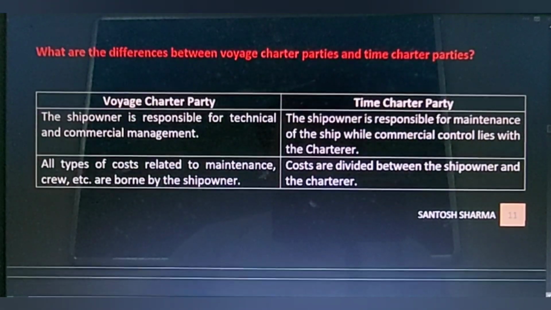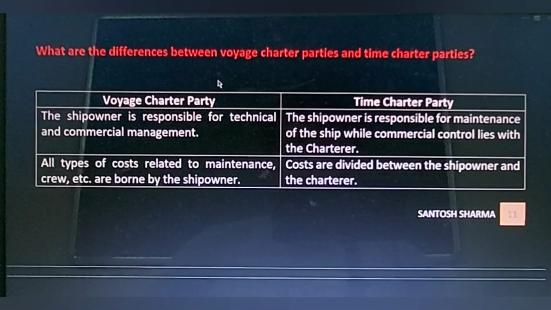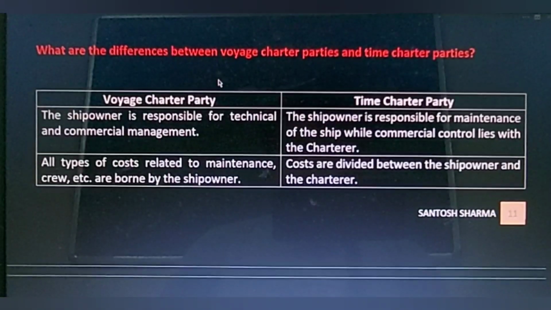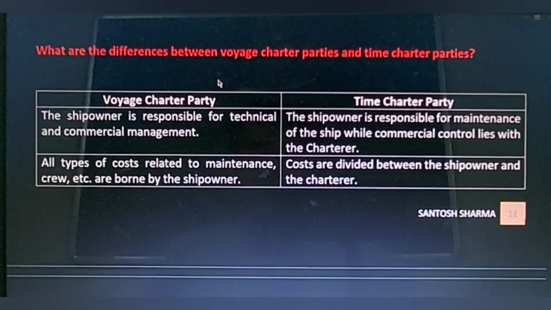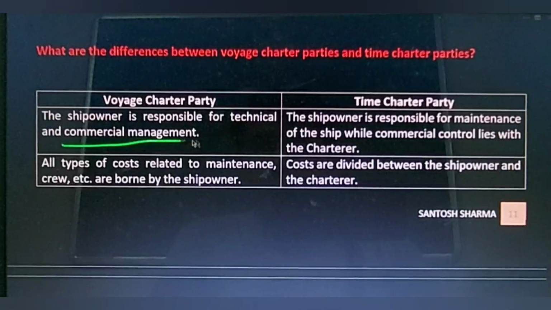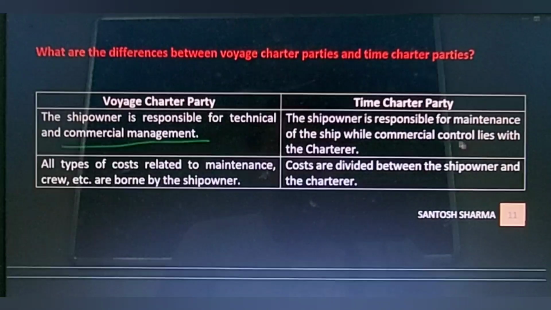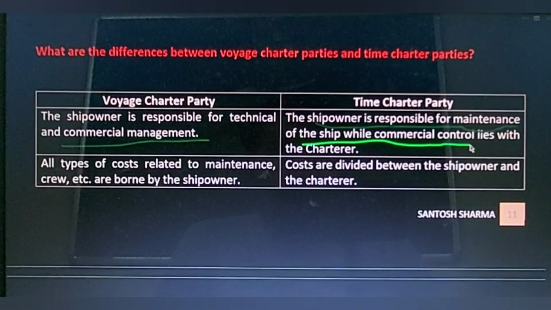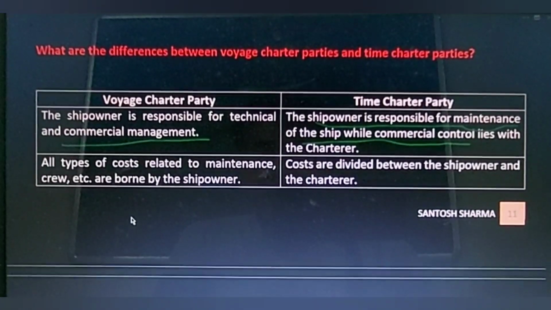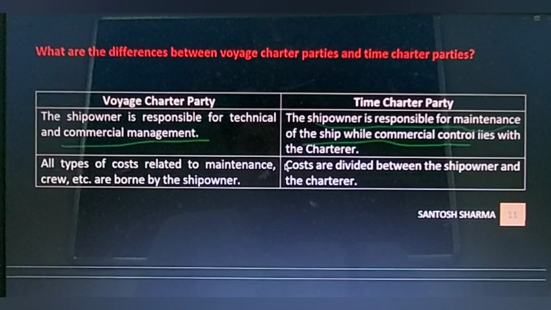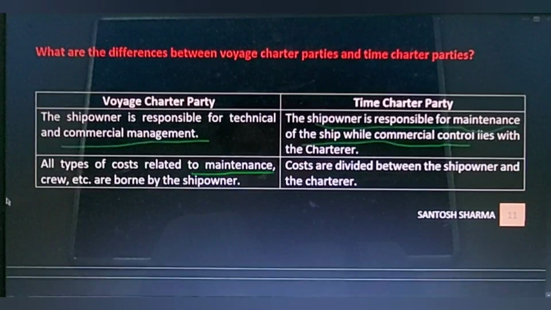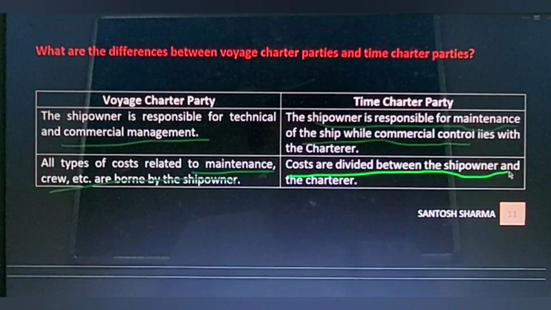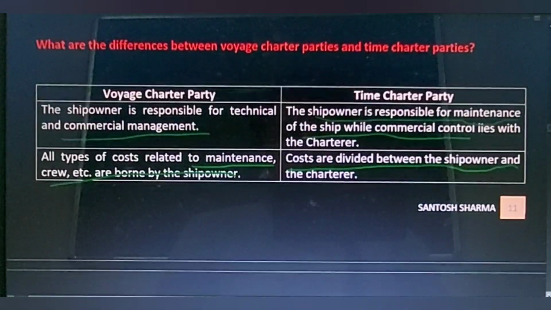Okay, now ये देखते हैं मेन डिफरेंस between voyage charter party and time charter party. Charter party भी again they can be divided into voyage and time. So in voyage charter party, the ship owner is responsible for all the technical and commercial management, whereas in time charter party, the ship owner is responsible for the maintenance of the ship, while the commercial control lies with the charterer. And in voyage charter party, all types of costs related to maintenance, crew, etc. are borne by the ship owner, whereas in time charter party the costs are divided between the ship owner and the charterer.